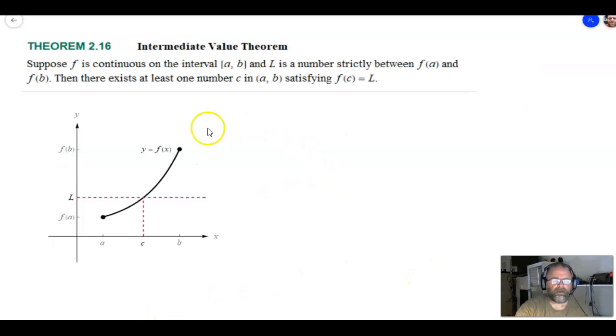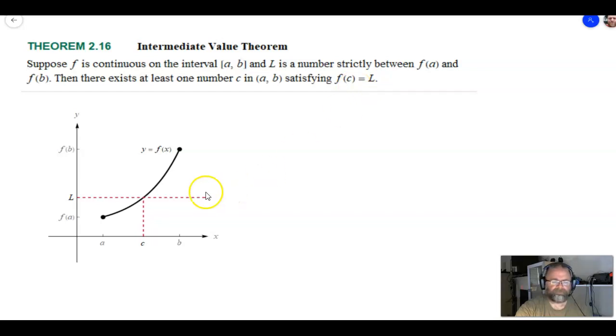All right, and the last thing I wanted to talk about here is Theorem 2.16. This is the intermediate value theorem. And it says, suppose f is continuous on the interval from a to b, and L is a number strictly between f of a and f of b. Then there exists at least one number, c, in (a, b) satisfying f of c is equal to L.